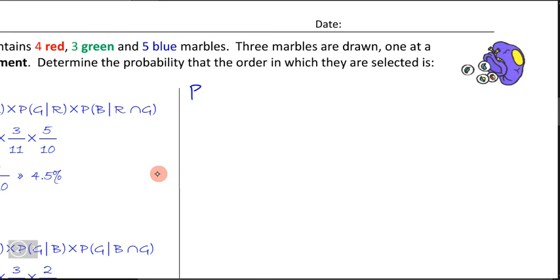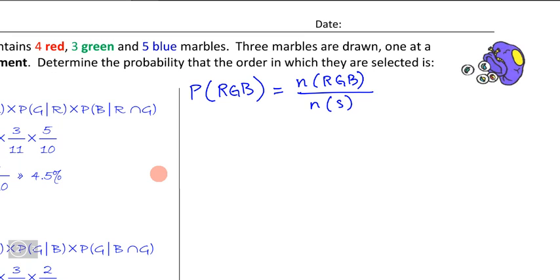Now, if you are doing this using our counting technique, we're looking at the probability of getting a red, green, and blue in that order. It would be the number of ways you can get a red, green, and a blue in that order divided by the total number of possible ways of drawing 3 marbles.